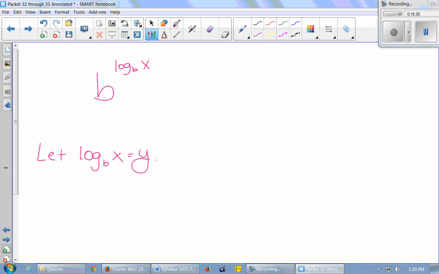Thank you. So I'm going to replace log base b of x with something simpler. Just call it one single letter y. So this is going to be b to the y, right? B to the y. But if log base b of x equals y, change that equation to an exponential form. My base would be b, my exponent would be y, and that will equal x. Done. B to the log base b of x will give you x.